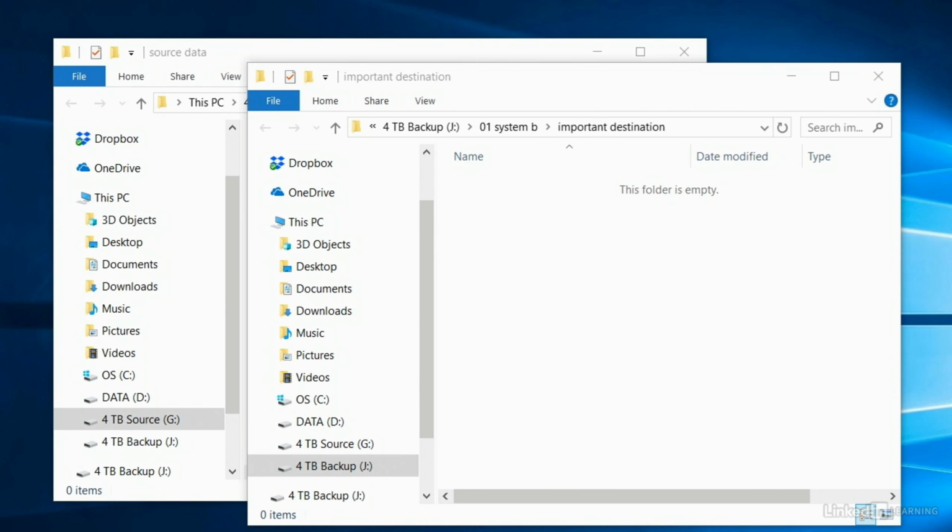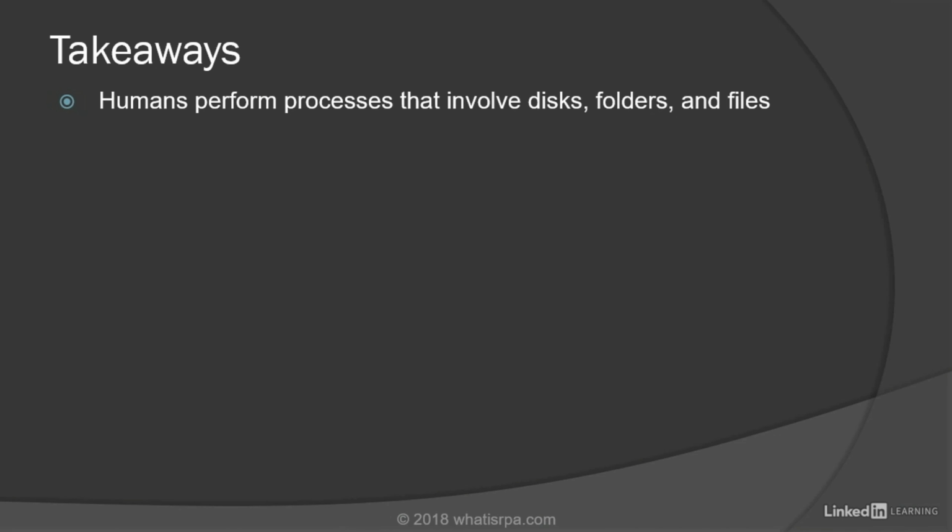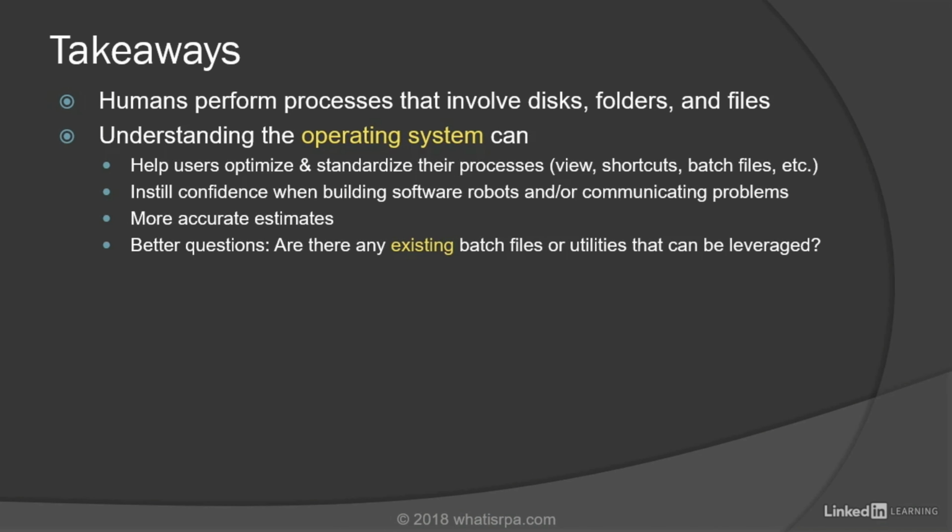So that's pretty cool. We covered a lot in this Windows file system section, so let's have a look at some takeaways. As I mentioned, humans perform processes that involve disks and folders and files. Understanding the Windows operating system can help users optimize and standardize their processes, meaning they should all use the same view on their folders, use the same shortcuts, and whatever batch files are created, and so on. This knowledge can help instill confidence when you're building software robots and/or communicating problems with existing robots to the developers who built them. This knowledge can help you generate more accurate estimates because you have more confidence about what's happening behind the scenes, and you can also ask better questions.